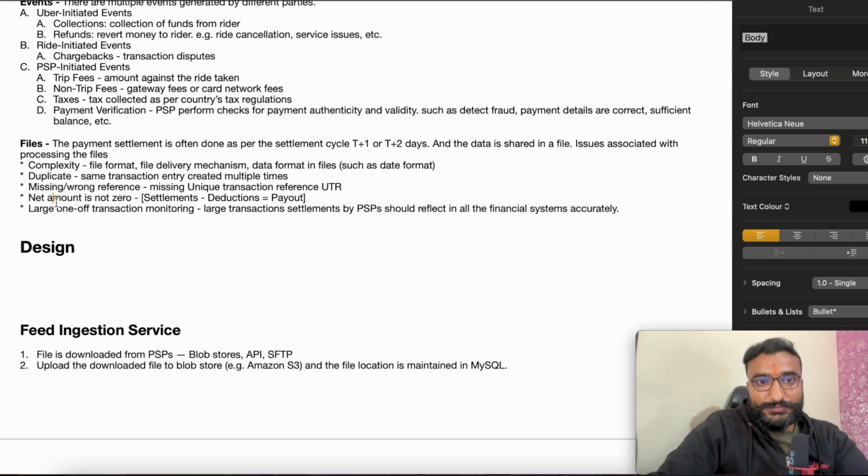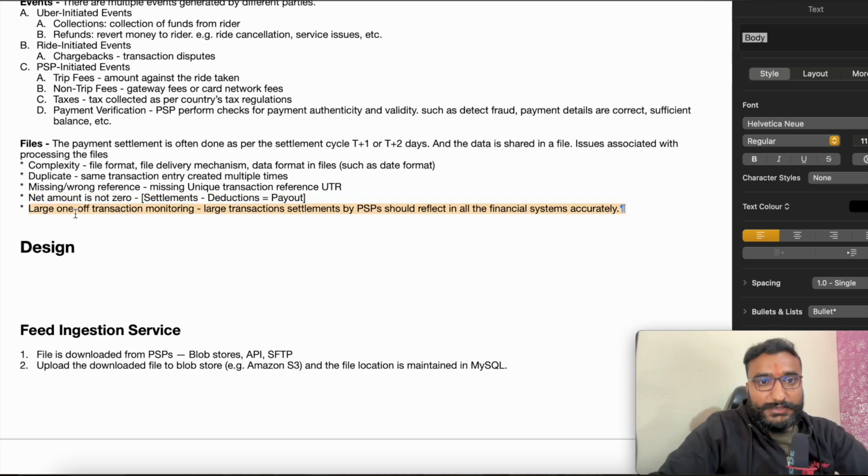Next, the net amount is not zero. Whenever we say settlement, it is basically that the user made a payment of 100 rupees. Uber, in short, might not receive the entire 100. Let's say some of the amount is deducted by Razorpay, but the net amount should be zero. So 100 is debited from the user account, and if you combine the deduction by Razorpay plus the amount received by Uber, it should net to zero.